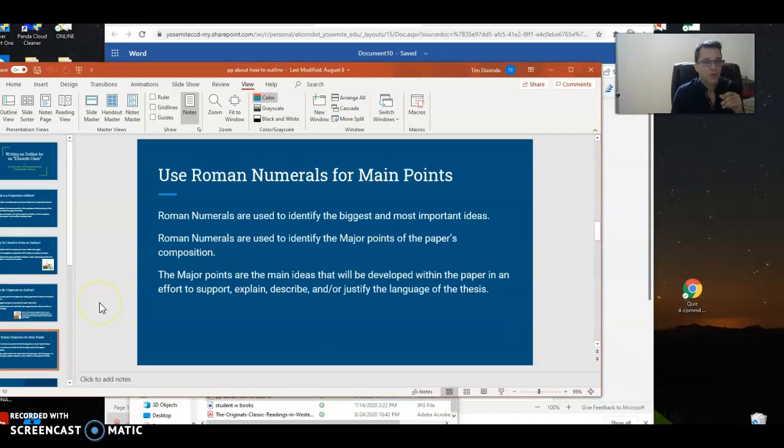We use Roman numerals for main points. They're used to identify the biggest and most important ideas. They're used to identify the major points of the paper's composition, and they are the main ideas that will be developed within the paper in an effort to support, explain, describe, and/or justify the language of the thesis.